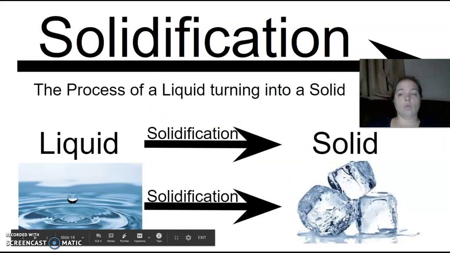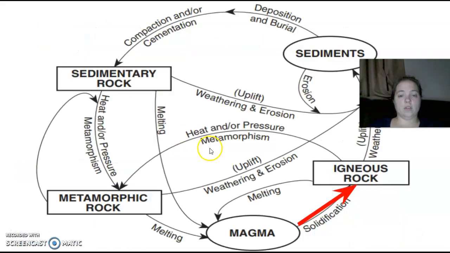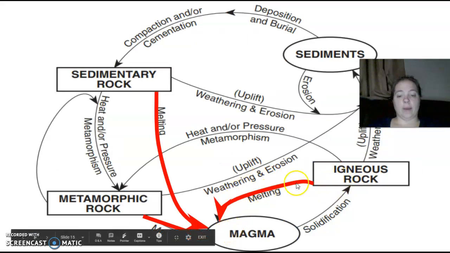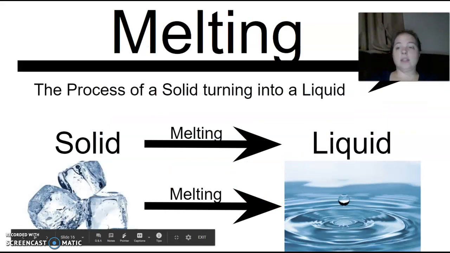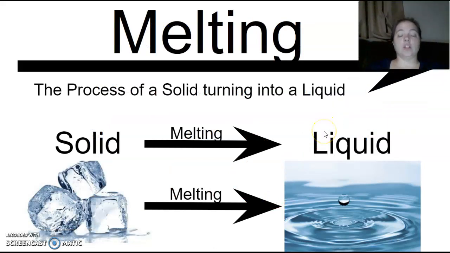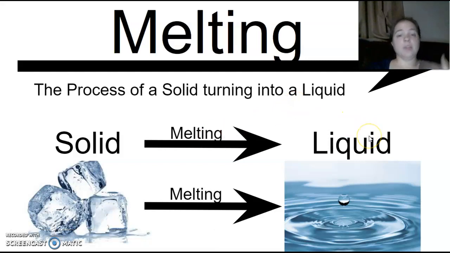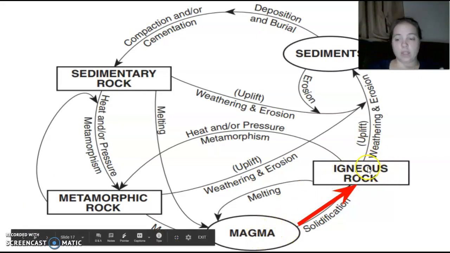All right, so we have igneous rocks going this way, they melt. All right, melting. What is melting? This is a process of a solid turning to a liquid. This is like your ice cubes. Your solid ice cubes, they melt because they're absorbing all this heat and they turn into liquid. Same thing goes with rocks. Rocks melt, those igneous rocks melt, turn into magma.